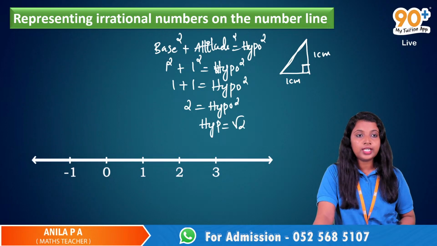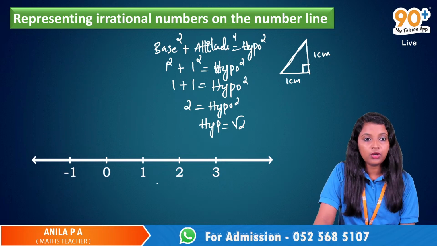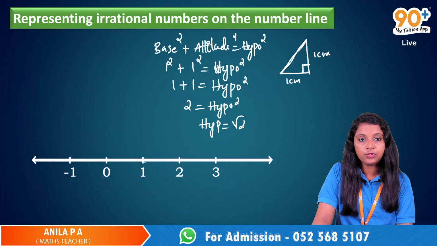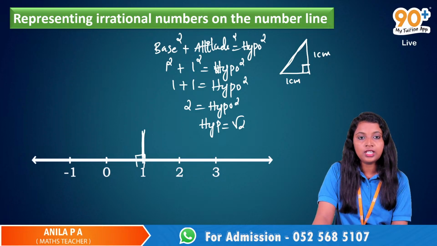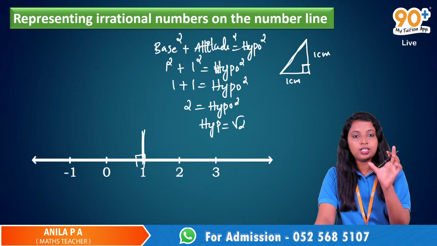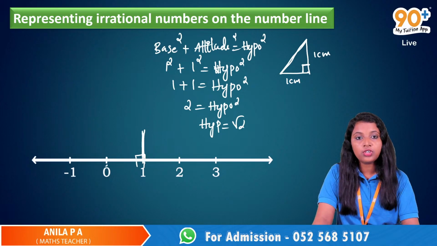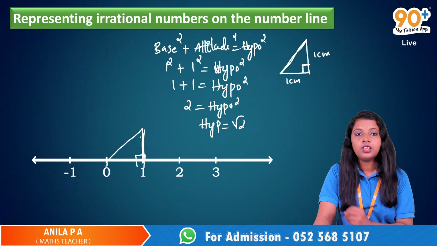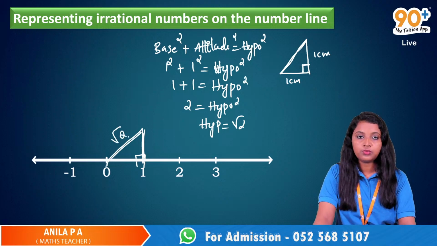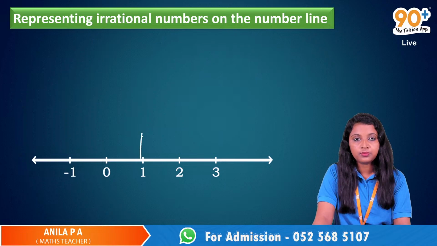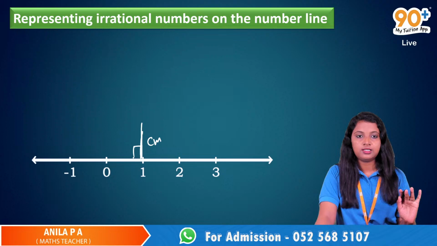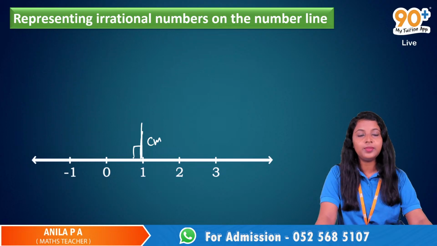So what you have to do is, first, at the point 1, draw a perpendicular line of 1 centimeter. This is 90 degrees and this is 1 centimeter, and this distance from 0 to 1 is also 1 centimeter. Join 0 and this point, so this distance will be root 2. Just take this 1 centimeter, and it must be perpendicular. That's it. All other measurements will follow.